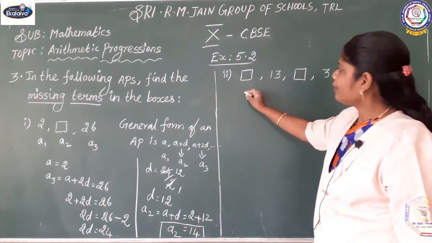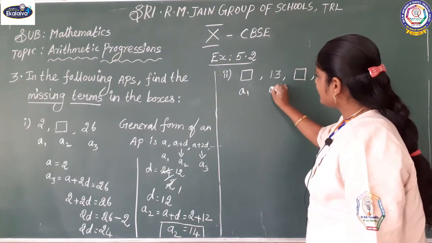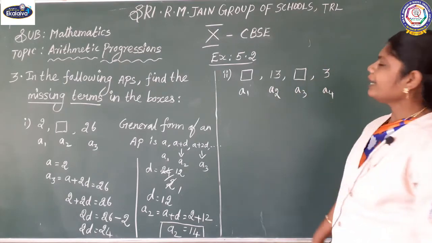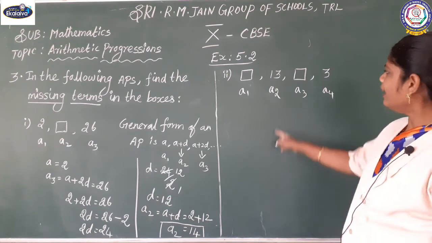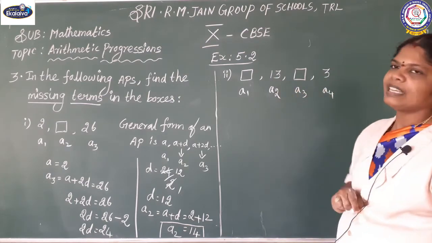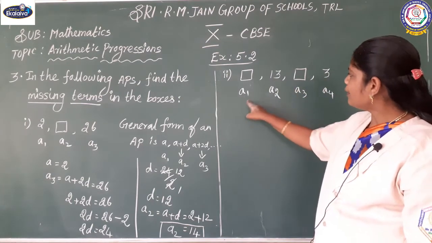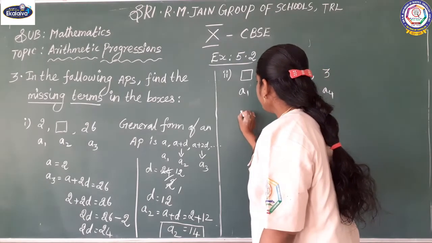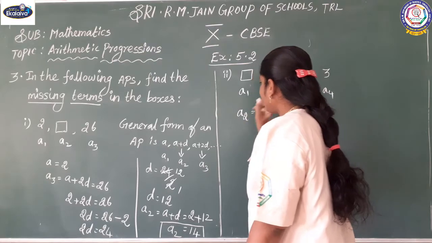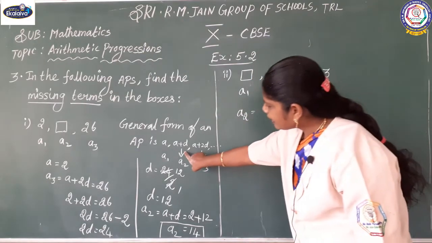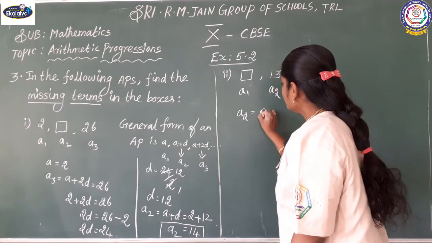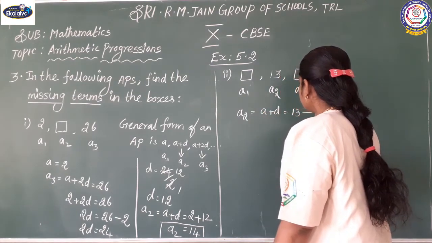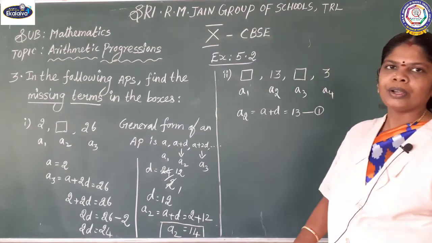First term we are going to find. This is A1, this is A2, this is A3, this is A4. Okay. So what terms are given here? Second term and fourth term are given. We need to find out the first term and the third term. Okay, children. So A2, how can you write this A2? See here A2, A plus D. So A plus D equal to 13. This is the first equation. Okay.